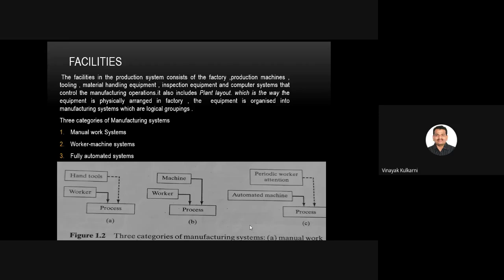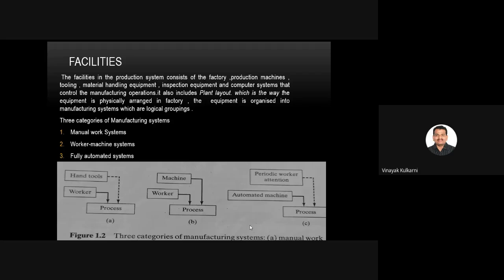The facilities in the production system consist of the factory, production machines, tooling, material handling equipment, inspection. Hello? Sir, we are unable to hear you, sir. Can you hear me now? Hello? You are audible. Yes, sir. Okay. I guess you have to increase the volume of your device.